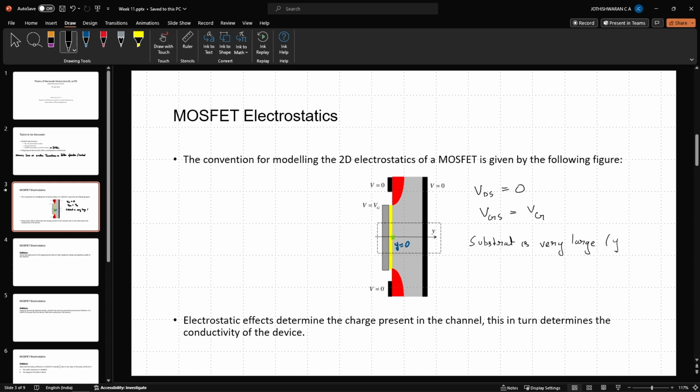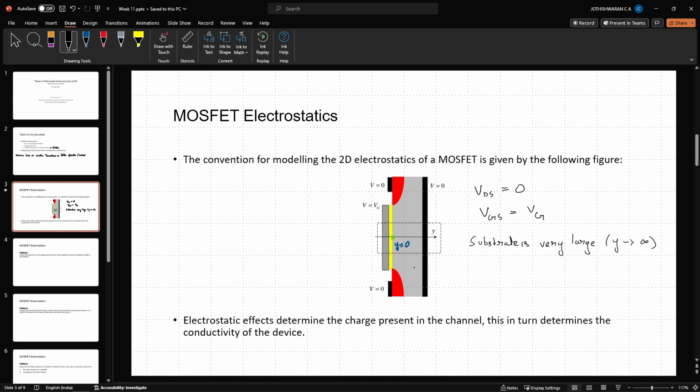This implies that y tends to infinity. While this may seem like an unrealistic assumption, even if I assume the substrate thickness is on the order of micrometers, considering that the channel width is going to be on the order of nanometers implies that the substrate is about 1,000 times bigger. So in that sense, this assumption is actually pretty valid.